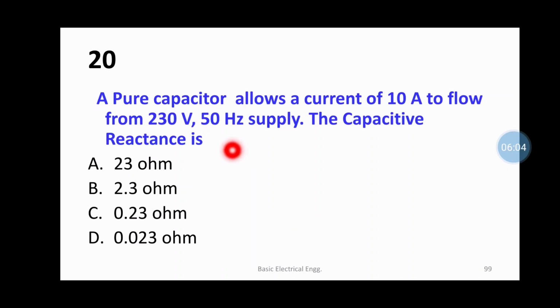Question number 20. A pure capacitor allows a current of 10 amps to flow from a 230 volt 50 Hz supply. The capacitive reactance is dash. So capacitive reactance means the resistance offered by the capacitive element. Definitely it is in the form of a resistor only. The unit of capacitive reactance will be ohm. Therefore, the voltage is given as 230, then current will be 10 ampere. So you can use Ohm's law. The capacitive reactance is given by 230 divided by 10. That is nothing but 23 ohm. Please do select option A.